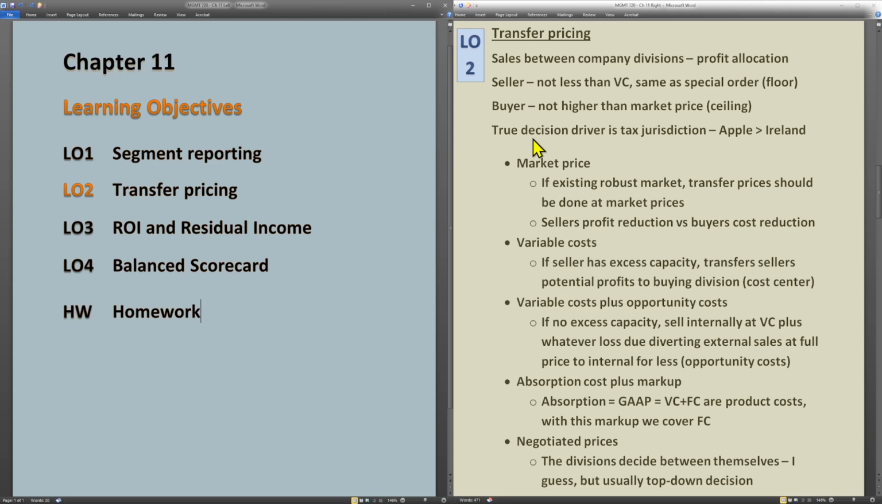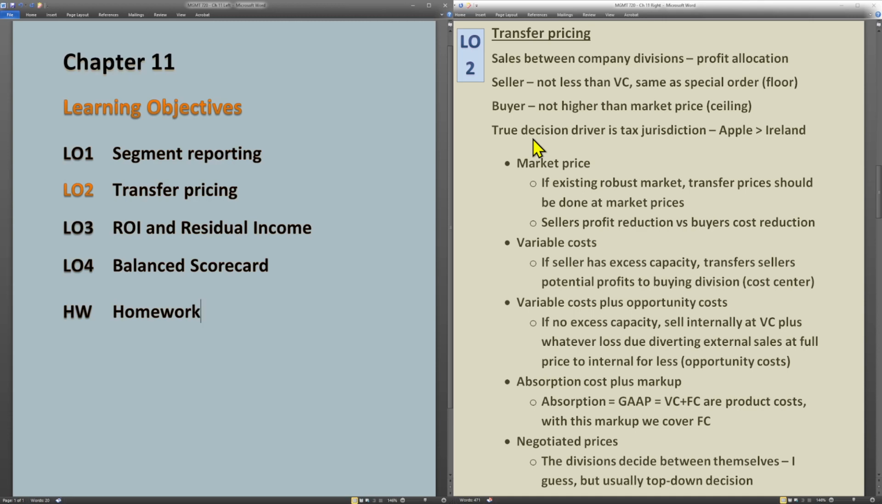So if they have to sell for a lower price internally to a buying division, there's going to be some opportunity cost: the foregone profit plus the amount of fixed costs that they don't cover. So the best way to do that, if there's no excess capacity, is variable costs plus whatever the opportunity cost is. Basically, you're making the selling division whole. And from a total company point of view, that is probably the best idea to avoid any overall increase in costs, even though there might be some unusual pricing between the seller and the buyer when the seller doesn't have any excess capacity.